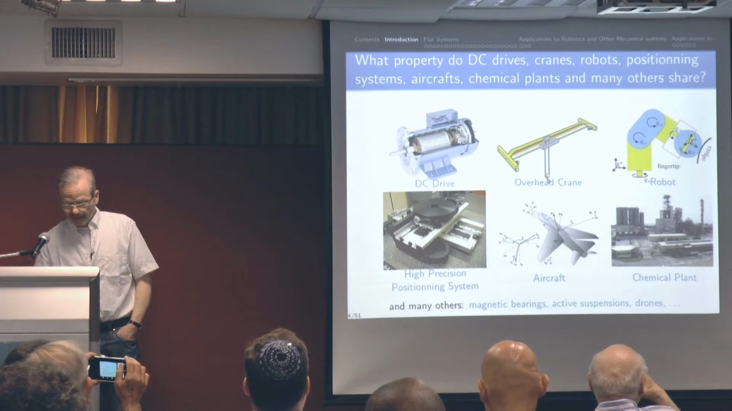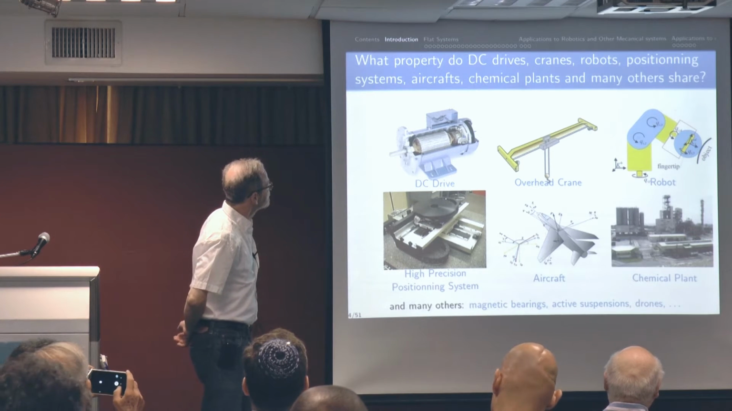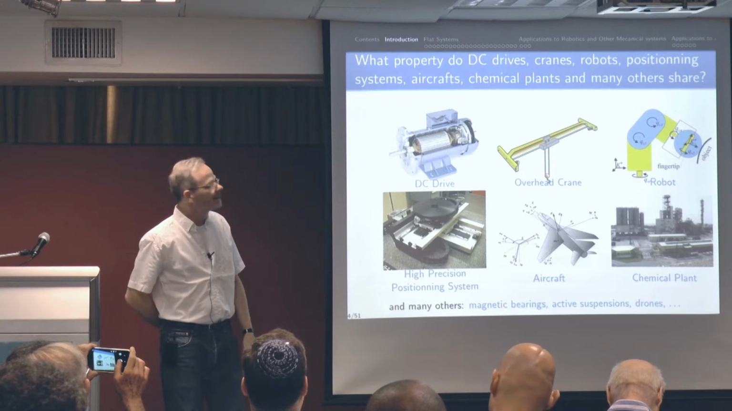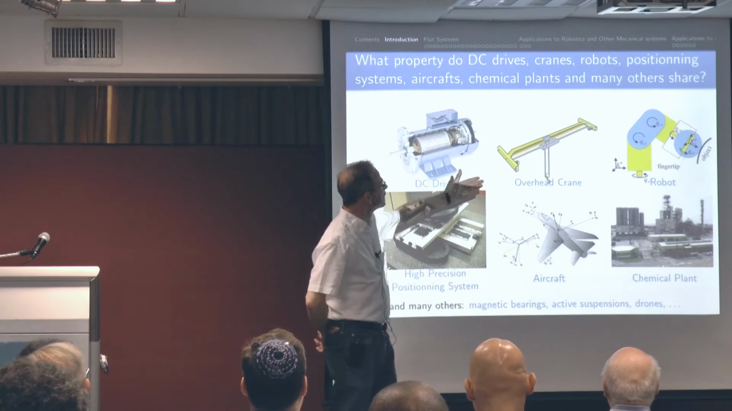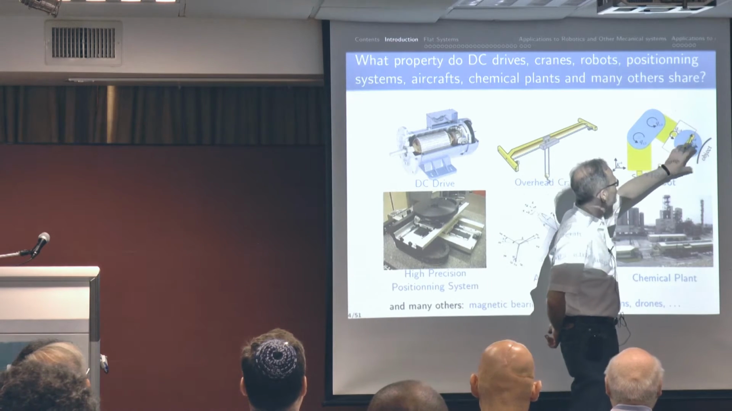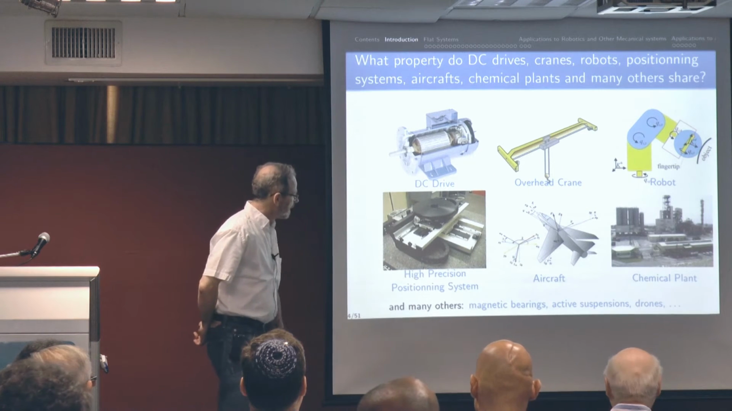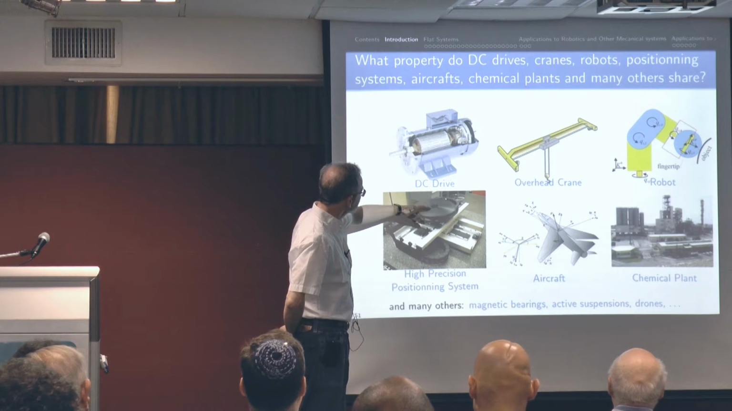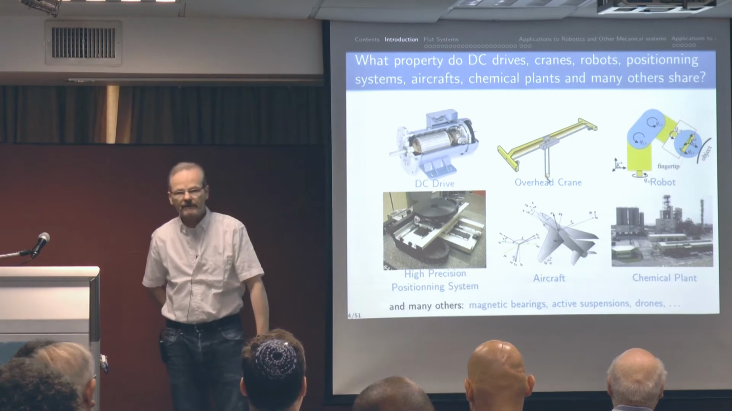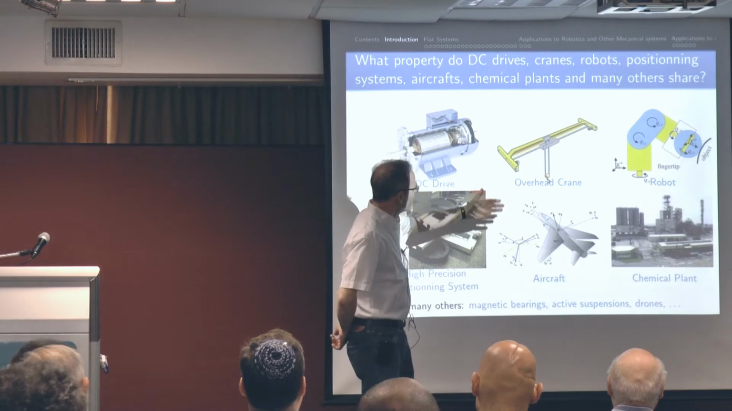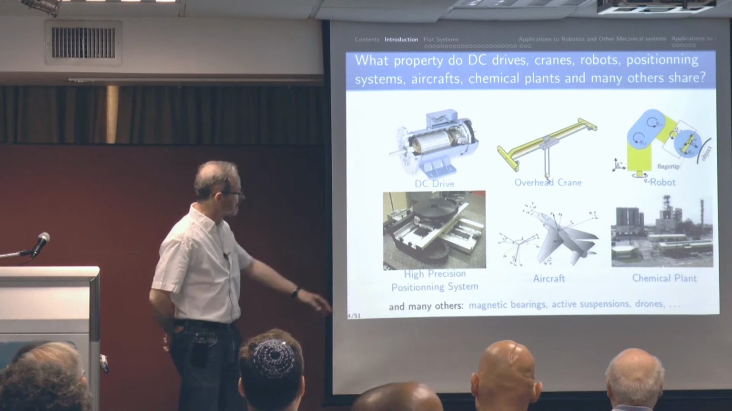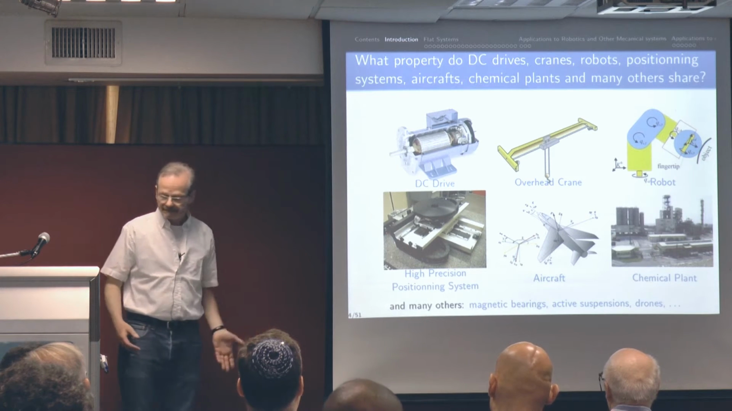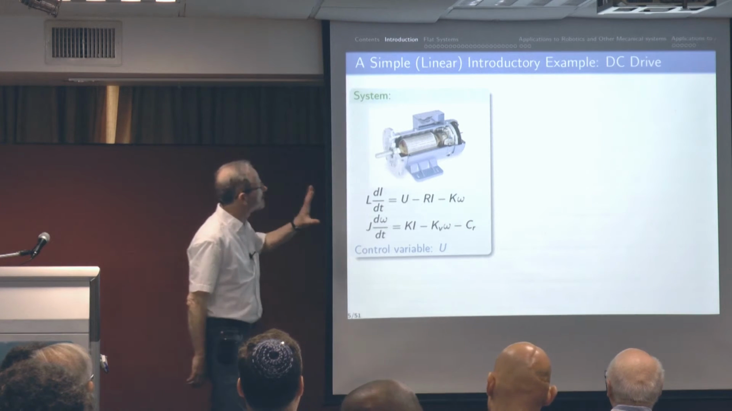Okay, so to introduce the subject, I'm asking the question, what have those very different systems in common? This is a DC drive. This is an overhead crane. This is a robot trying to move an object. This is a high precision positioning system, which is supposed to move in the XY directions in order to, for example, carve some silicium disk, or an aircraft, or a chemical plant, or also many others like magnetic bearings, active suspensions, drones, and so on. So what do they have in common? Apparently not much, but let's look at this very, very simple example.